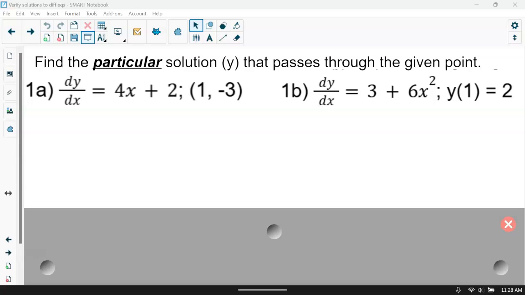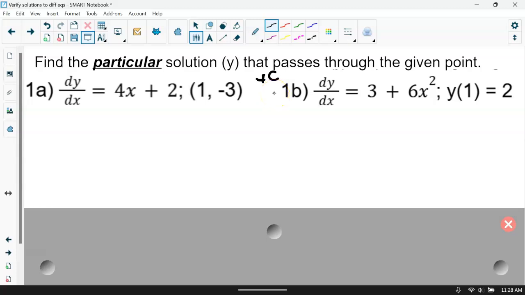In this video, I'm going over the concept of finding solutions to differential equations, but focusing on the particular solution. Whenever we have plus C, this refers to the general solution. So to find the particular solution, we're going to actually solve for what C is.